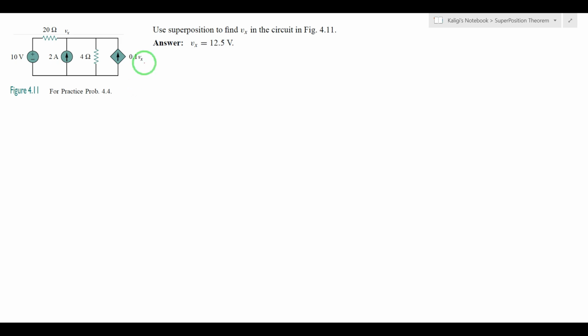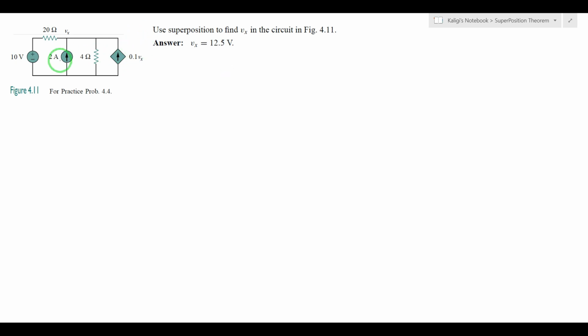Before starting the problem, we need to know the superposition theorem statement. Please read the statement carefully, and I will explain it in a simple manner. The statement tells us that in any linear bilateral network, the algebraic sum of the responses when applying individual sources in a circuit is equal to the total response of the circuit.